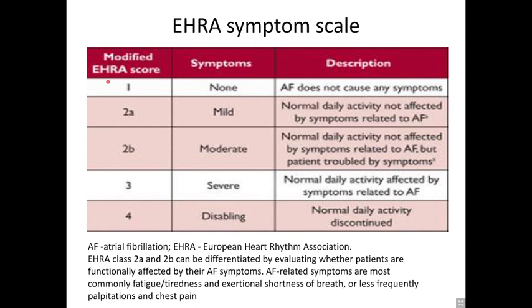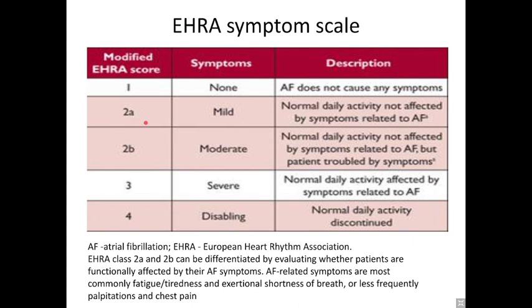First, score 1: patient without symptoms. Atrial fibrillation does not cause any symptom. It may be true asymptomatic atrial fibrillation, or maybe atrial fibrillation that we are treating. And if we treat our patient with a rate control strategy, and the score is 1, of course, it's a good treatment.